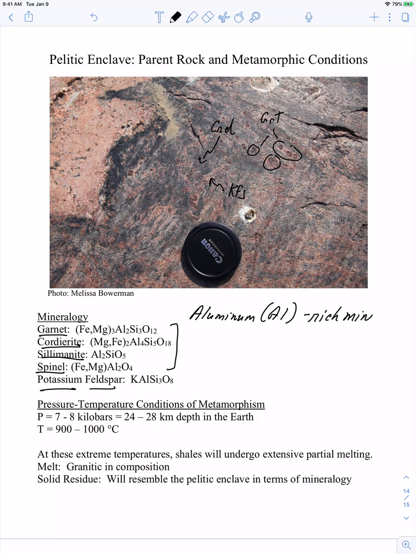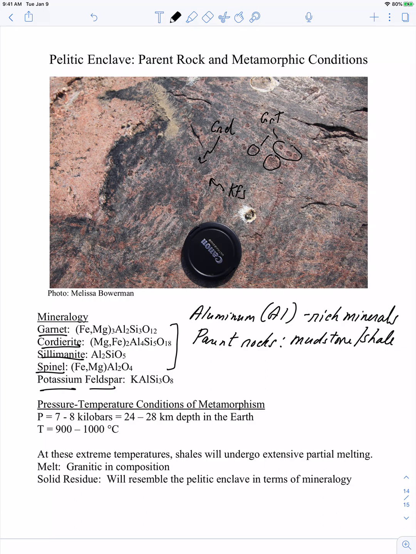Rich minerals. So in assessing a protolith, a parent rock for these pelitic enclaves, essentially what we want to find is a parent rock that's rich in the element aluminum, because that's the characteristic of the pelitic enclaves. Parent rocks that are very rich in aluminum are the sedimentary rock types mudstone and shale, which are basically the same thing.